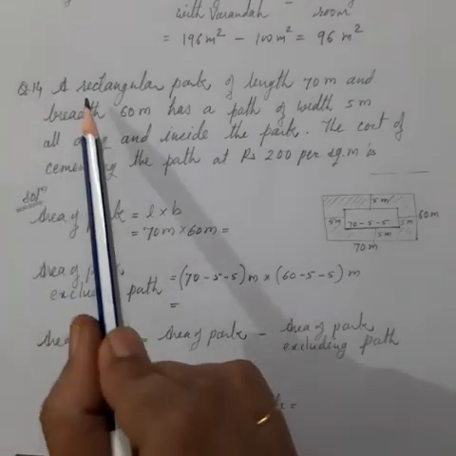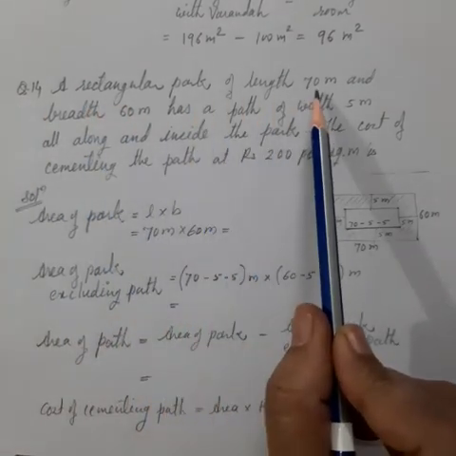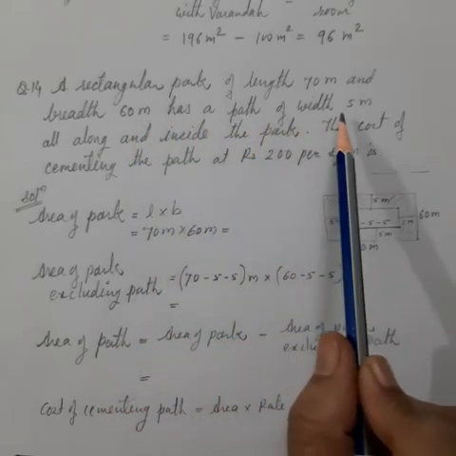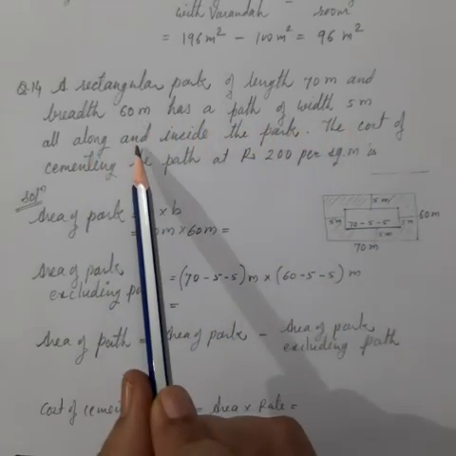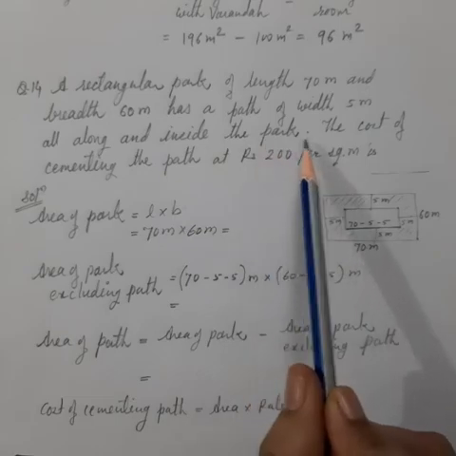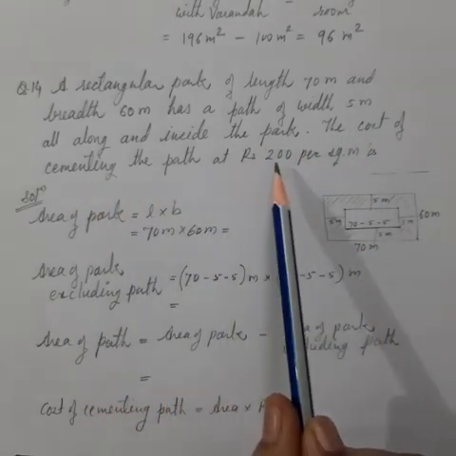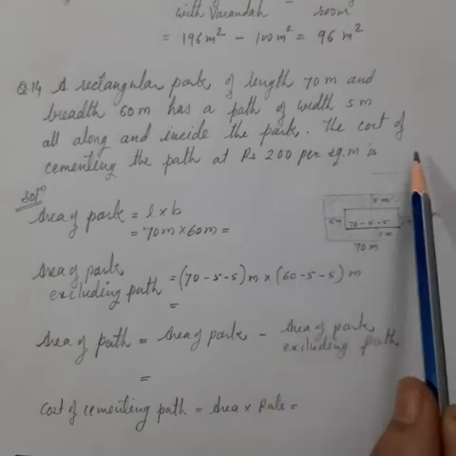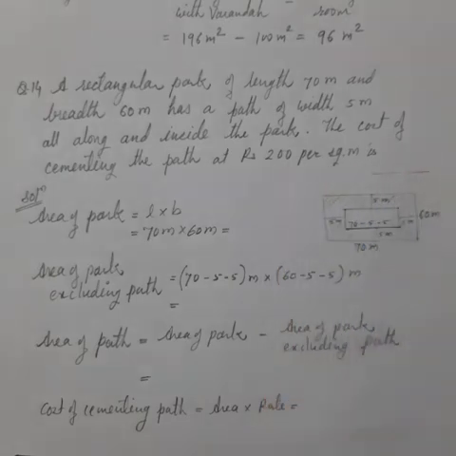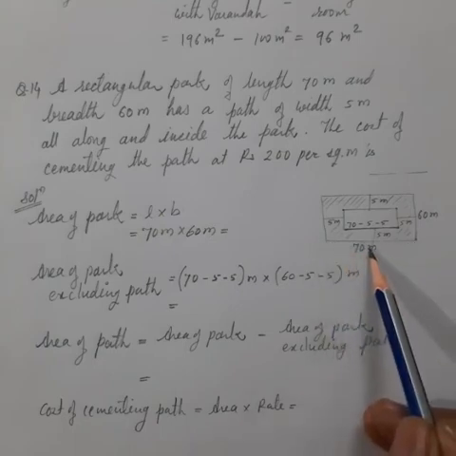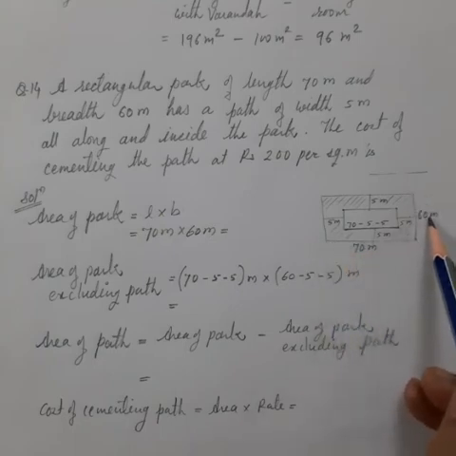Question 14. A rectangular park of length 70 meter and breadth 60 meter has a path of width 5 meter all along and inside the park. The cost of cementing the path at rupees 200 per square meter is what? A rectangular park. The length of the park is 70 meter and breadth of the park is 60 meter.